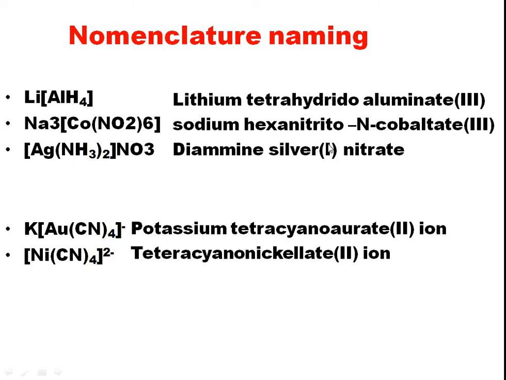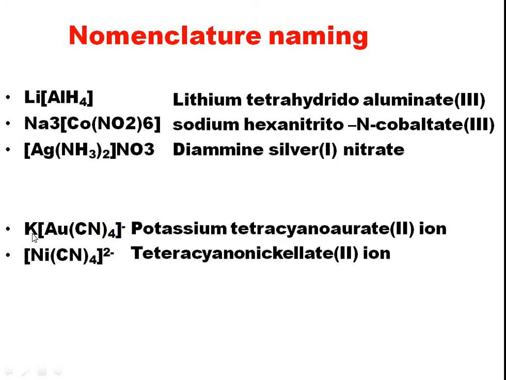Silver 1 oxidation state and nitrate. Inside the bracket it will be named as nitrato, and this will be the ligand. And ligands are always present inside the bracket. When it is outside the bracket, we will not write nitrato. We will simply write nitrate.